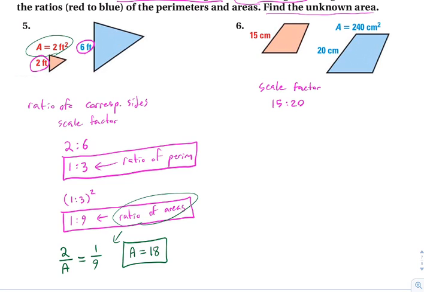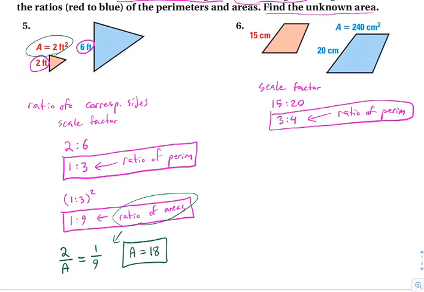Okay, if we reduce that by 5, we get the 3 to 4 ratio is the scale factor. So that right there is the scale factor, which is the same as the ratio of the perimeters. That was the first thing the problem asked for.